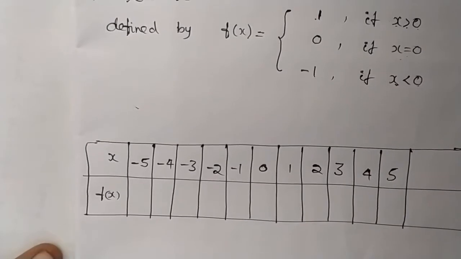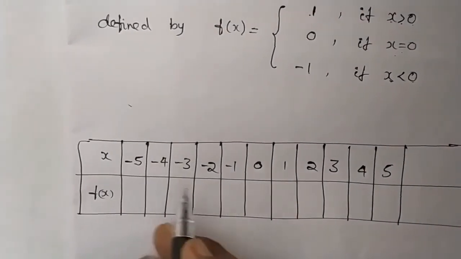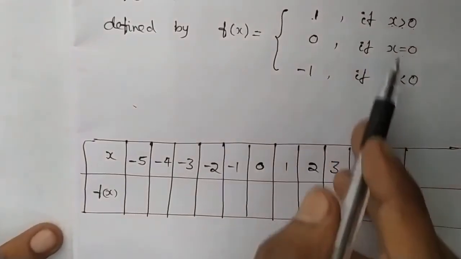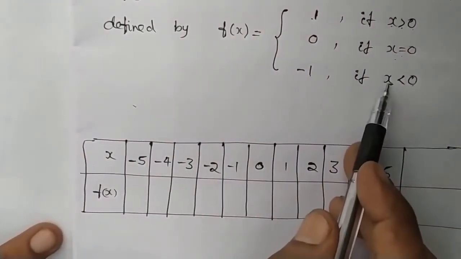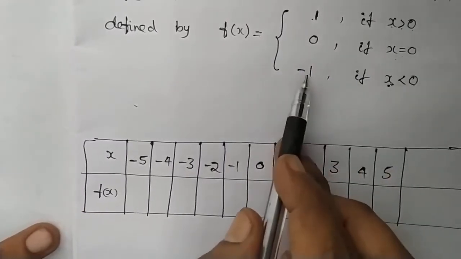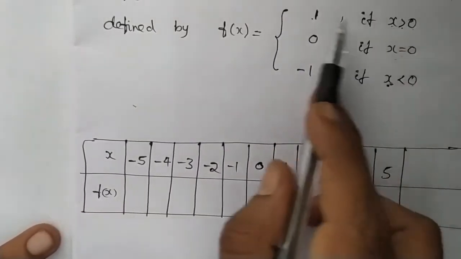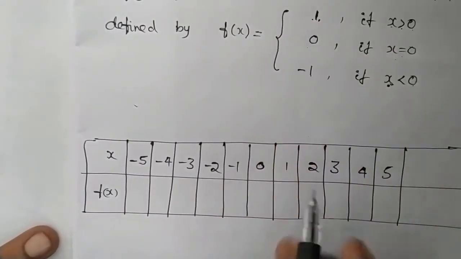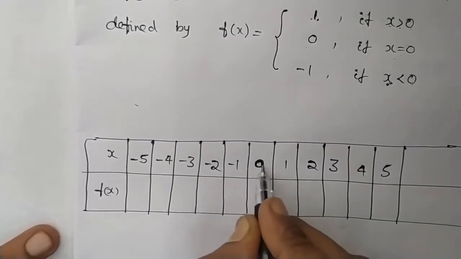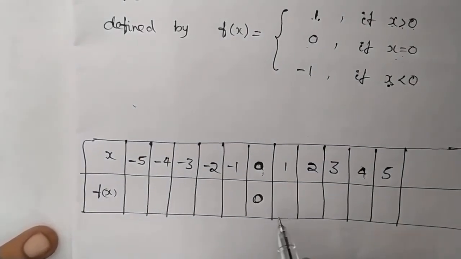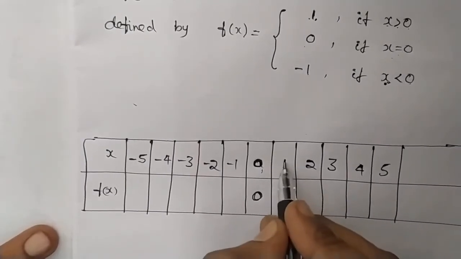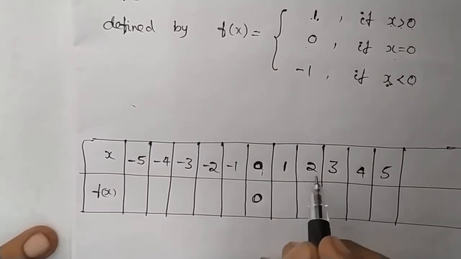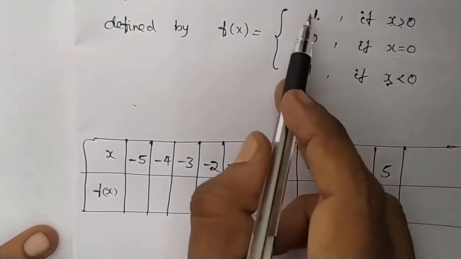Now, I already told you that whatever the number is, if x is negative, we should take minus 1. If x is positive, we should take plus 1. If x equals 0, then we should take 0. If x is 0, then f of x equals 0. If x equals plus 1, whatever the number will be, if it is a positive number, we should take plus 1 only.